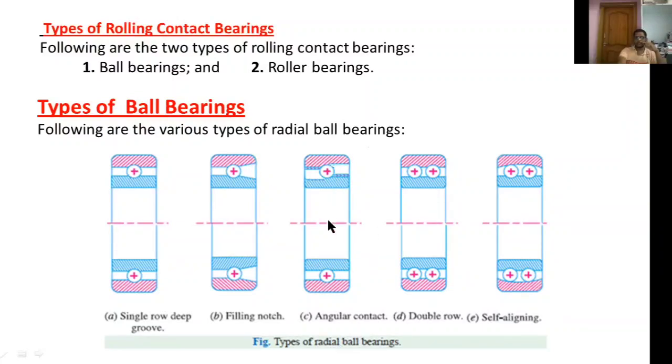And this one is an angular contact ball bearing. In this one we are using angular shaped grooves. And this one is a self aligning ball bearing. In this self aligning ball bearing, we are arranging a spherical shaped groove for self aligning of the balls at the time of loading, at the time of thrust loads or radial loads. These five types of ball bearings are used for carrying radial loads, and thrust ball bearings are used for carrying thrust loads.